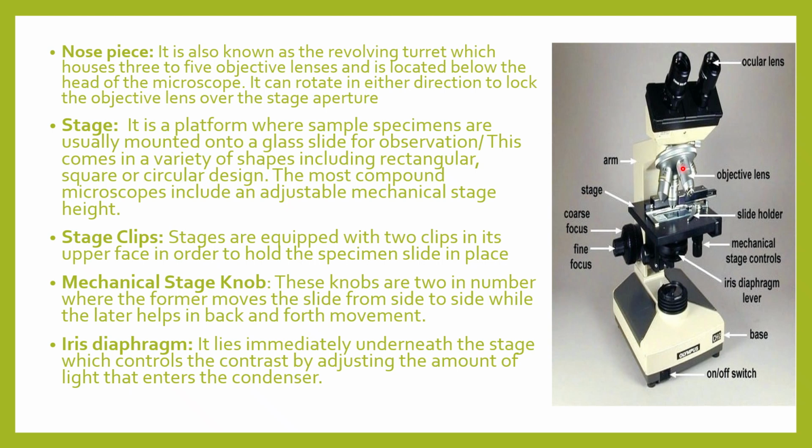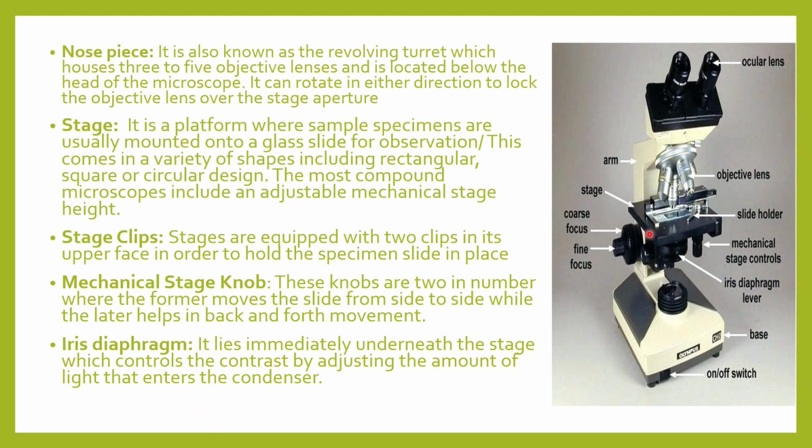Okay, and then next is the stage. It is a platform where sample specimens are usually mounted onto a glass slide for observation. It comes in a variety of shapes including rectangular, square or circular design. Most compound microscopes include an adjustable mechanical stage height.